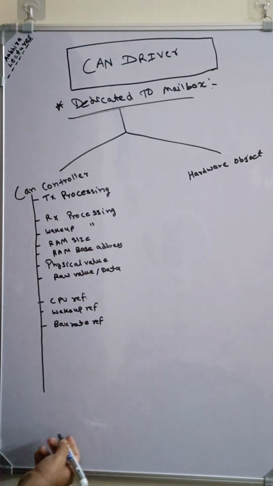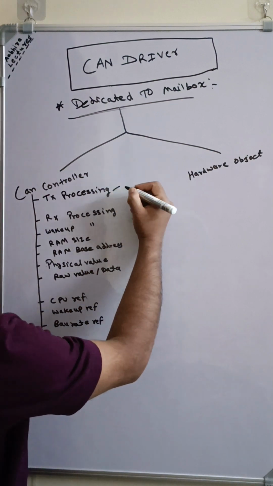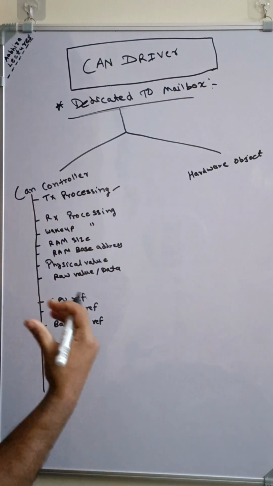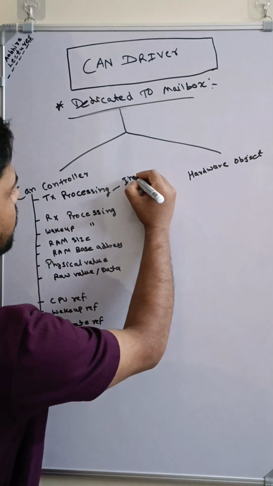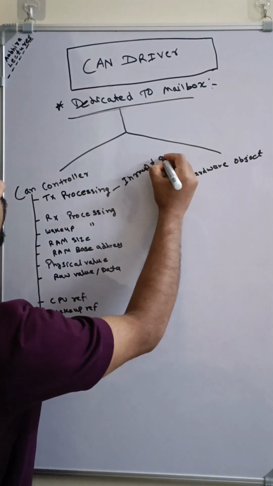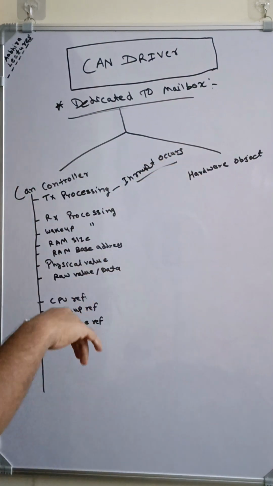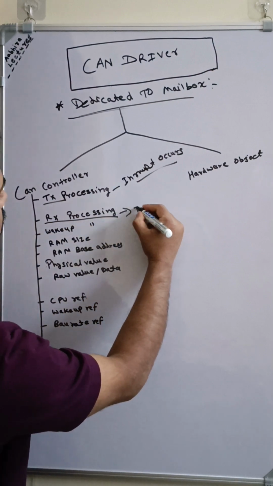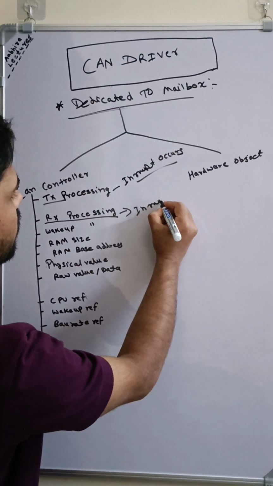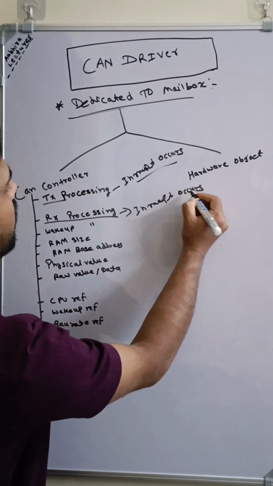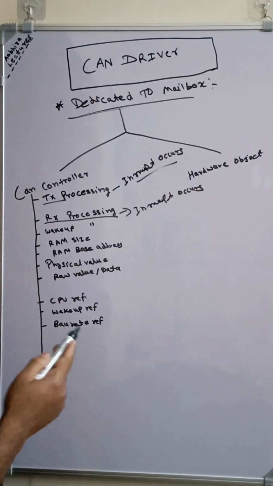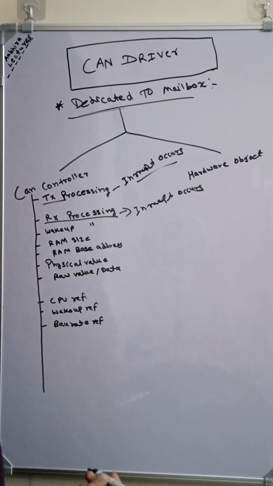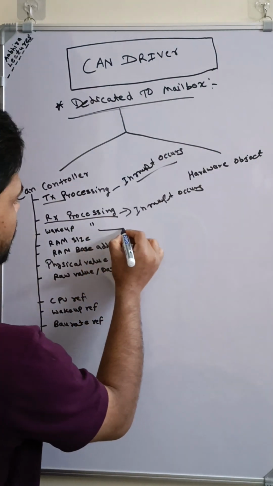So in the CAN controller, what is TX processing? TX is transmit and RX is receive side. TX basically monitors interrupts: any interrupt that occurs on the transmitter is monitored on the TX side. Similarly, the RX side is also monitoring the interrupts. Basically both are monitoring the interrupts that occur on the TX side or RX side.